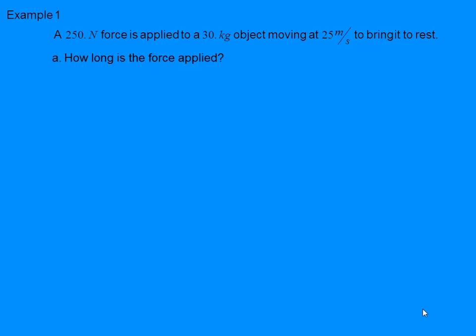Now, we might be able to do this problem a different way with kinematics and a force analysis, but since we're doing impulse and change in momentum, let's apply that idea. We know that if this is a constant force, the force times the time, which is impulse, is equal to the change in the momentum. Change in momentum is, of course, final momentum minus initial momentum. And the final momentum here is 0 because we're bringing it to rest.